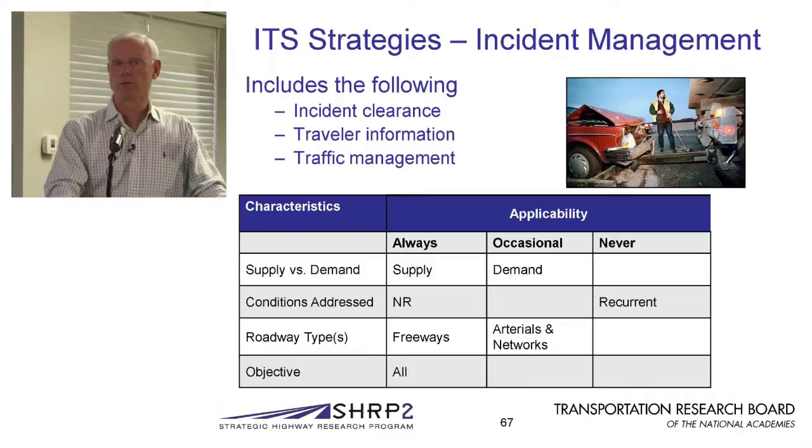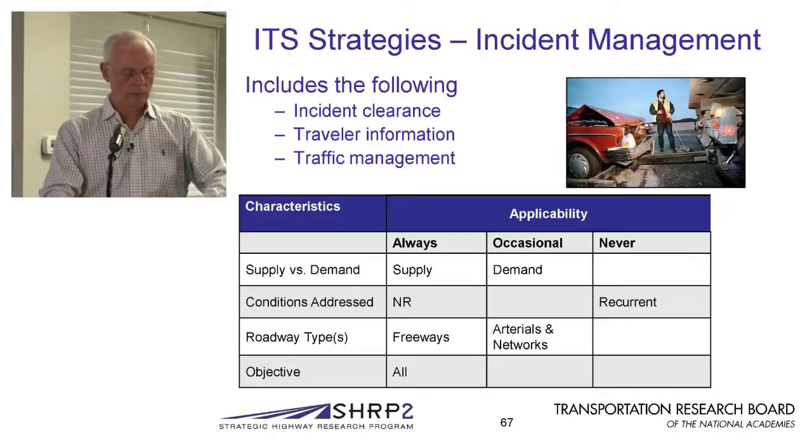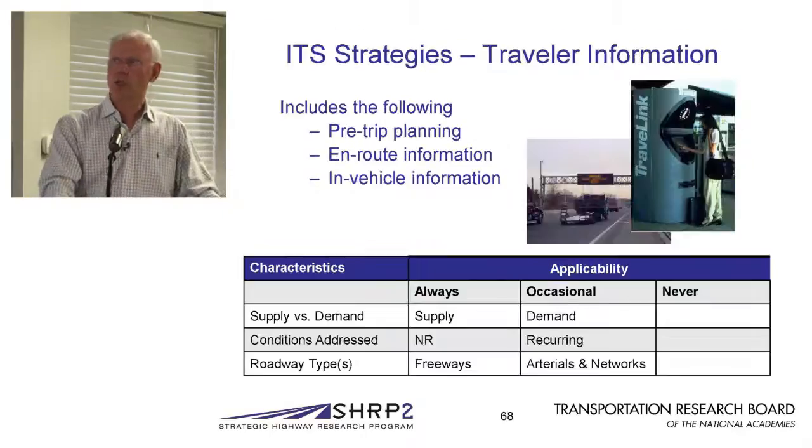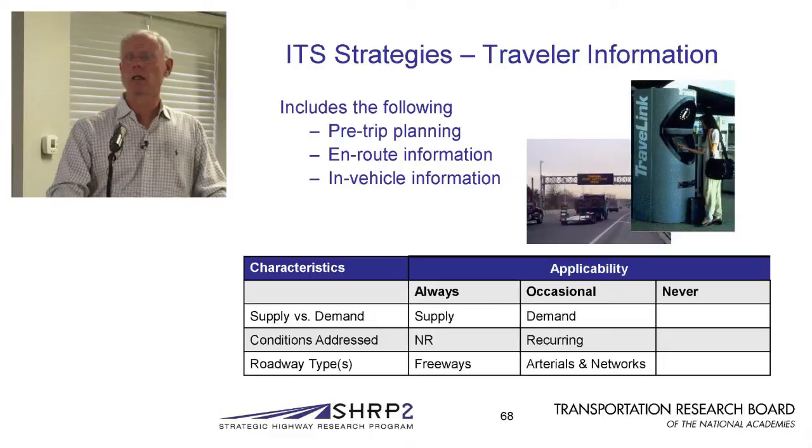It's getting traveler information out to the public so they know about the incident and can make their travel decisions based on that information. And it's doing what you can do in terms of better managing the traffic loads when there is an incident, both on the freeways or on the parallel arterial streets. So a very important strategy. Traveler information goes along with that.